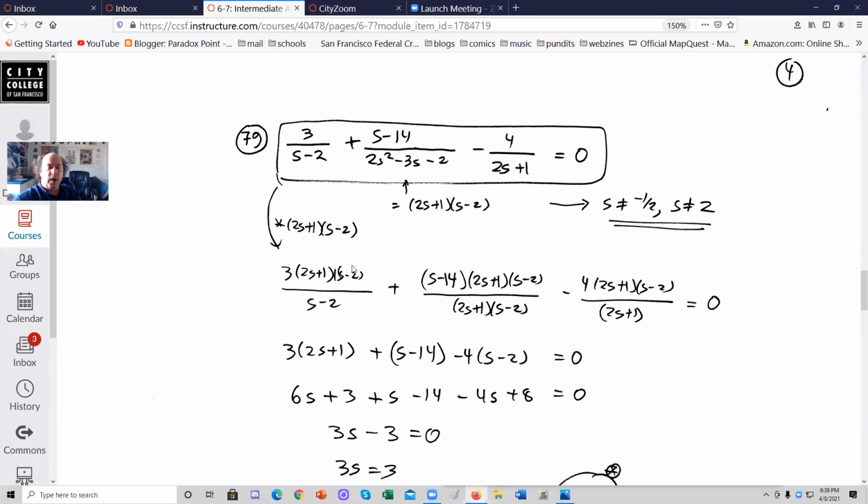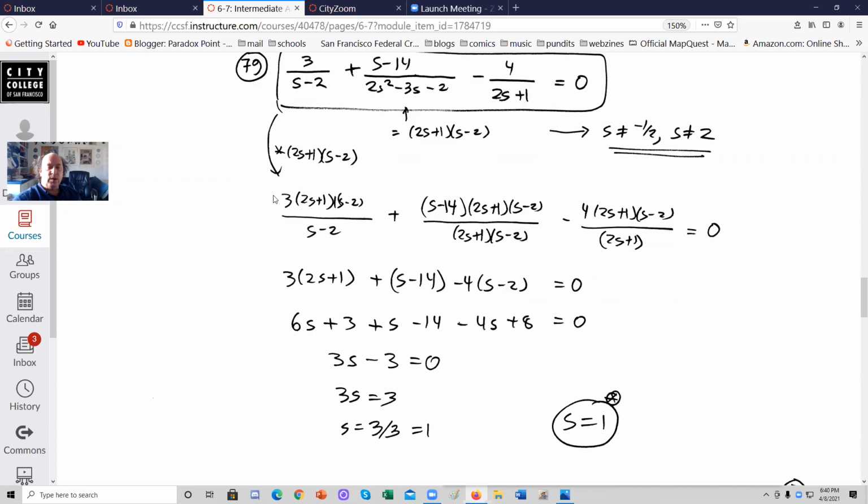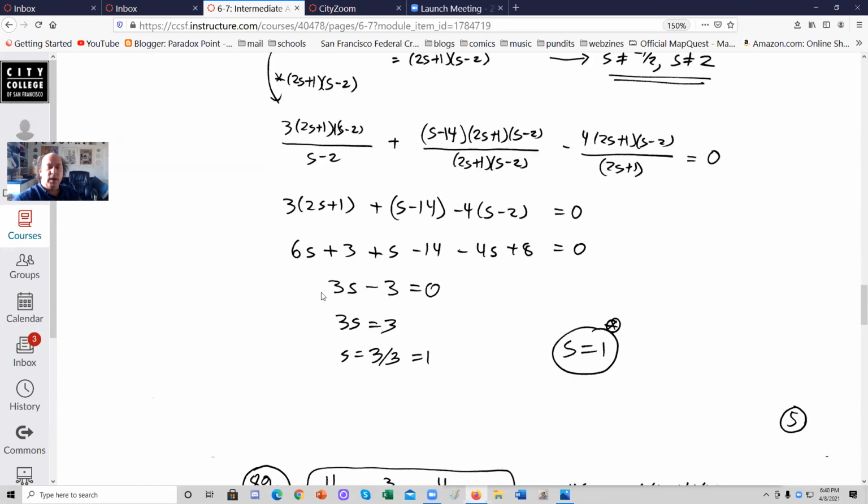In this first term, the s minus 2's cancel. In the second term, the 2s plus 1 and the s minus 2's cancel. In the third term, the 2s plus 1's cancel. So we're left with 3 times 2s plus 1, plus s minus 14, minus 4 times s minus 2, equals 0. After we distribute and combine like terms, 3s minus 3 is 0.